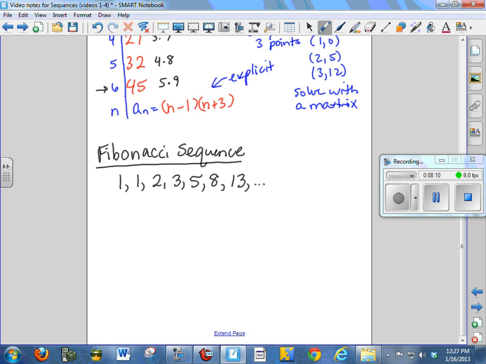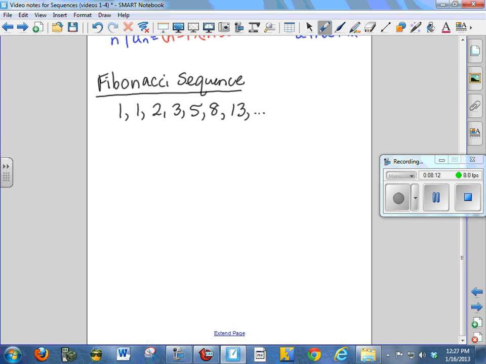Now the Fibonacci sequence is a much more unusual sequence. Some of you may have seen this before. If you haven't, pause a minute and take a look at the pattern and see if you can figure it out. It's very clever. If you can't figure it out, then turn the video back on and I'll show you.